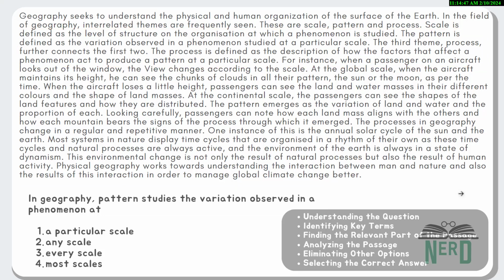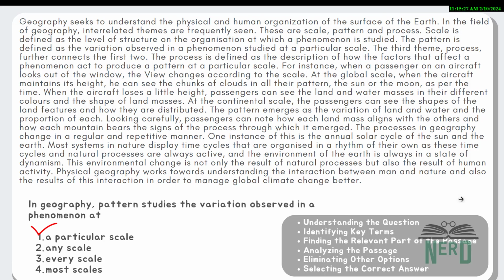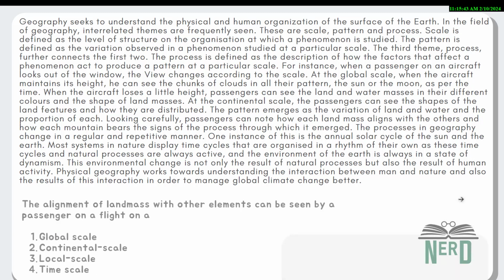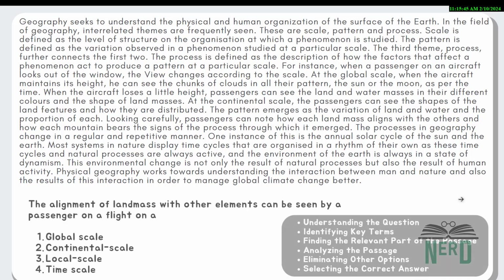So now we have to select the correct answer. We are left with what? A particular scale, which is option 1, right? So this step-by-step analysis ensures that our conclusion is directly grounded in the passage's content, right? Highlighting the importance of the specific wording used in the definition provided. So that's all. And let me tell you the next question, which is the fifth question.